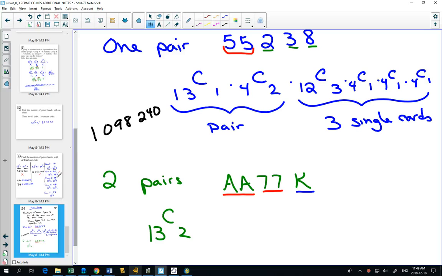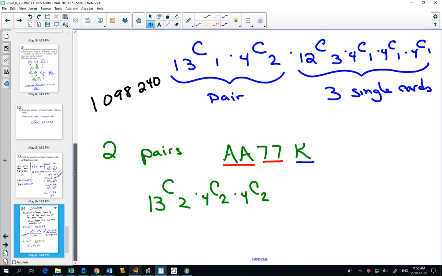Because I have 2 pairs. The 3 was because I had 3 single cards. Once you choose your type, then you have to choose your specific cards. If I chose aces, well, there's 4 aces. I need to choose which 2 I'm going to have. There's 4 sevens. I need to choose which 2 I'm going to have. All of this combined, that gives us our 2 pairs.